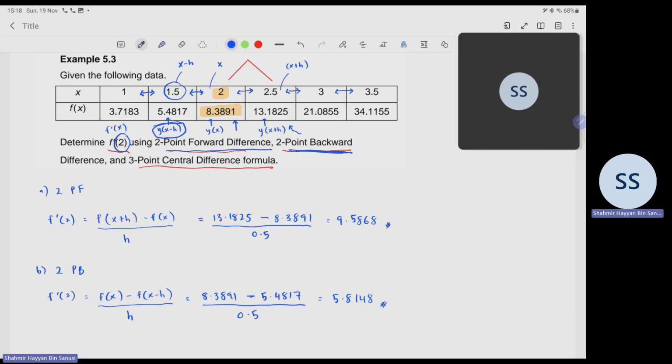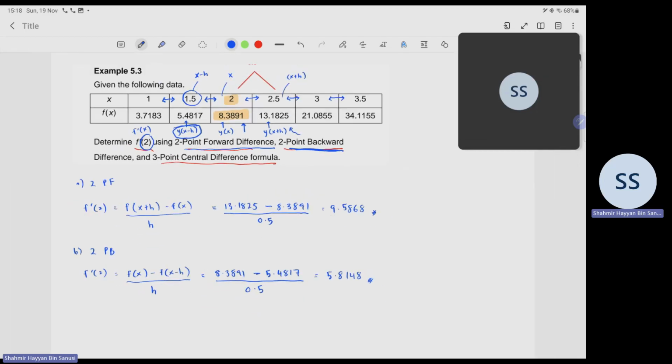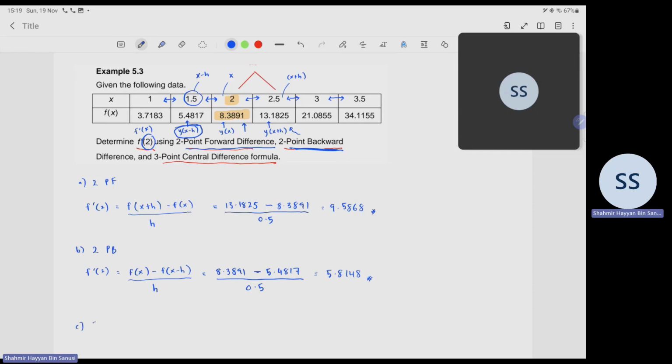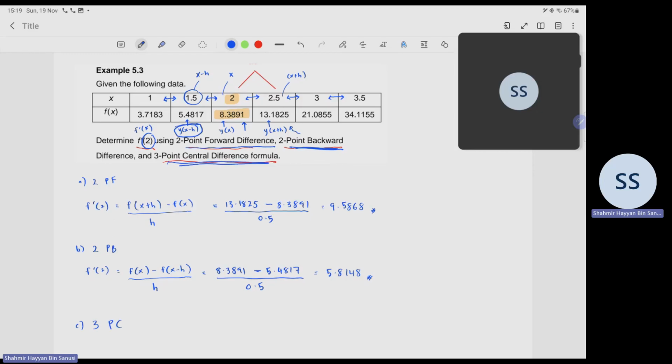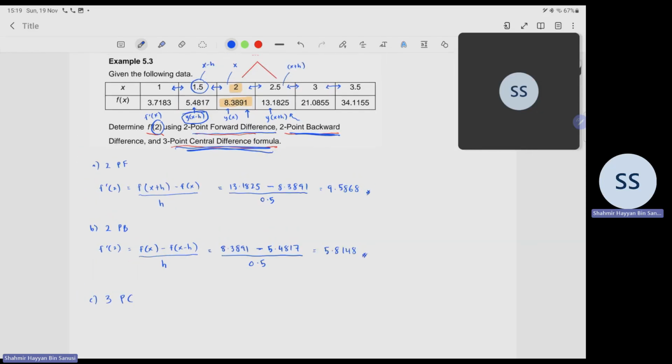Okay, so that's all for this session. And I want you guys to find by using 3-point central on your own. Okay, it's not that hard. Just use the equation f prime 2 is equal to f(x plus h) minus f(x minus h) over 2h. Give me the answer and submit it in the individual activities.